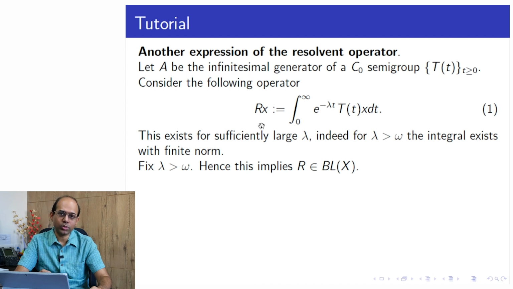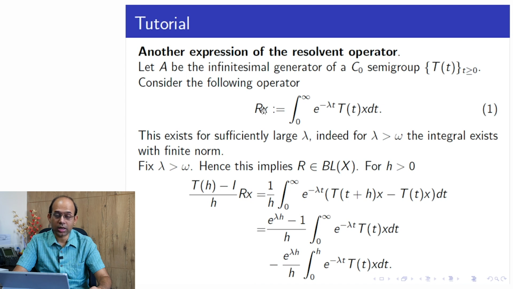Okay, so we would come to that point later. So first we check this. To check whether Rx is in the domain of the definition of the generator, what do we need to do? We need to take this fraction (T_h minus identity) by h and let h tend to 0. If that limit exists, then we can say that the range of R is in the domain of operator A, where A is the generator of T_t.